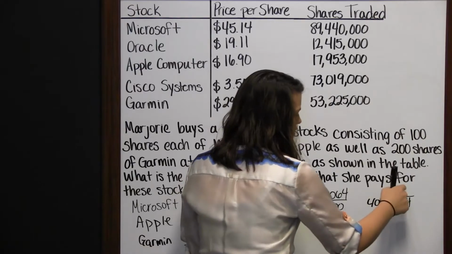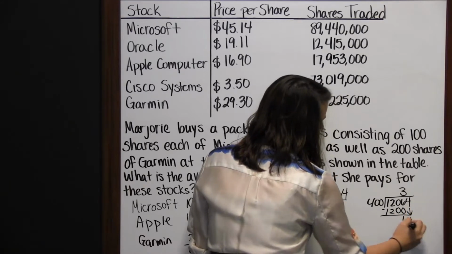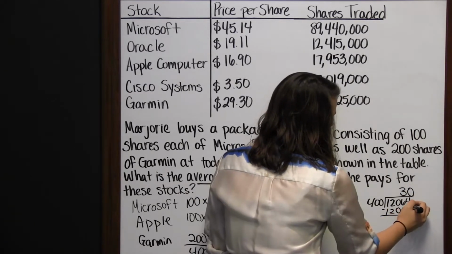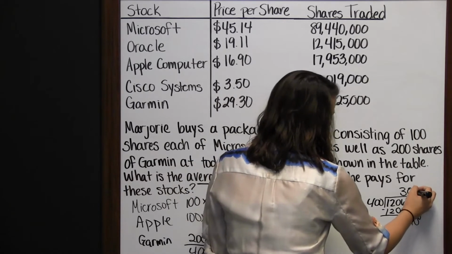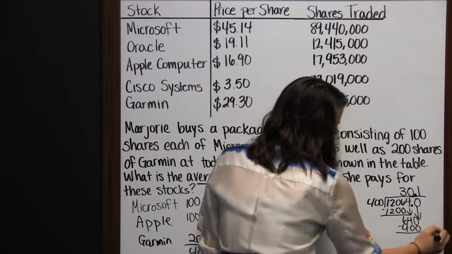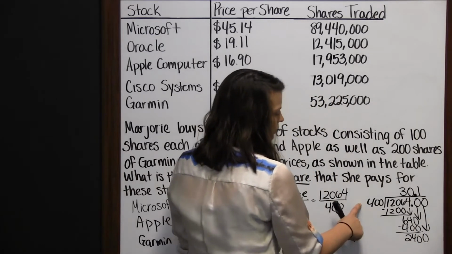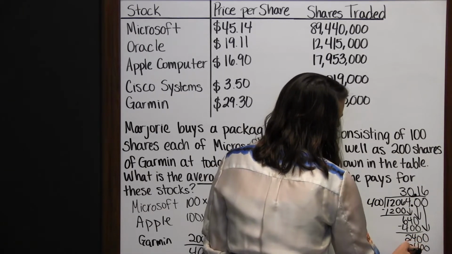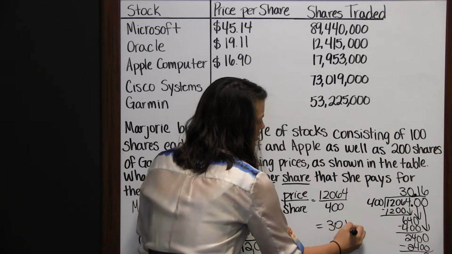400 goes into 1,206 3 times. 400 times 3 is 1,200. Subtract and you get 6. Bring down the 4. 400 does not go into 64 at all, so that's a 0, which means we add a decimal and a 0 and bring it down. 400 goes into 640 one time, so bring that decimal up. 1 times 400 is 400, and then you subtract and you get 240, add another 0, bring it down. And 400 goes into 2,400 6 times. 400 times 6 is 2,400. You subtract and you get a remainder of 0, which means the average price per share is $30.16.